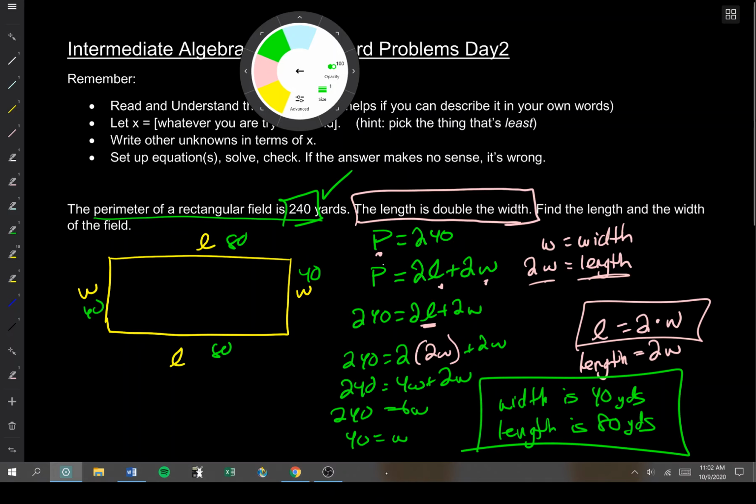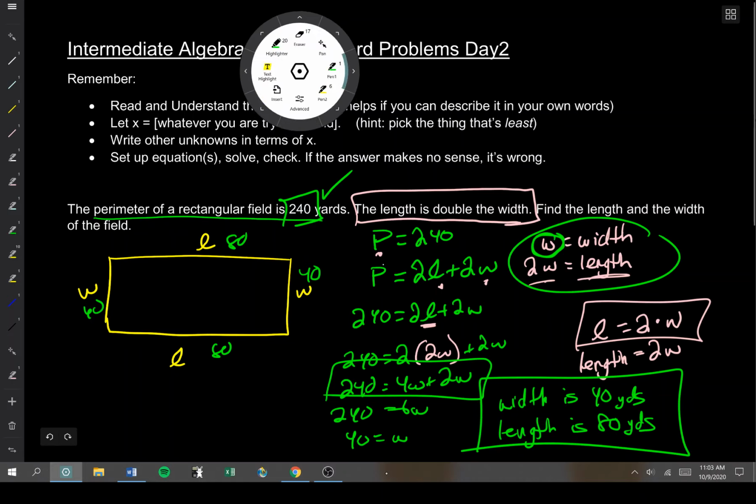Notice how we defined everything in terms of the smaller object. Width was less, so I made it my variable that I worked with. My equation ended up having a bunch of w's, not a bunch of l's, because you want to work with whichever is less. All right, let's move on.